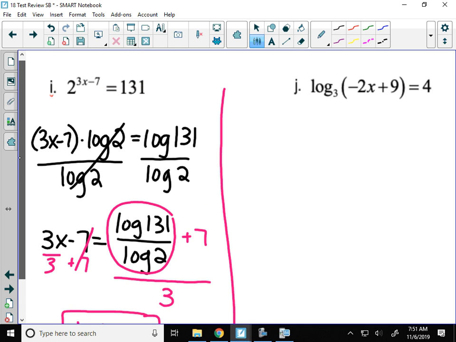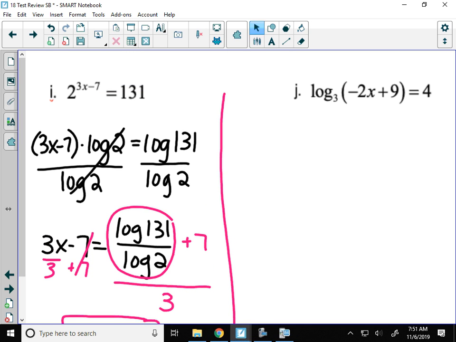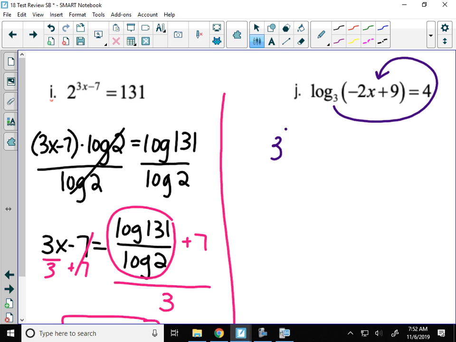All right, let's jump over to J. Log base 3 of negative 2x plus 9 equals 4. This is a logarithm to start, so in order to solve it, we turn it into an exponential using the definition here. So I'll take 3 to the 4th equals negative 2x plus 9. All right, 3 to the 4th is 81.